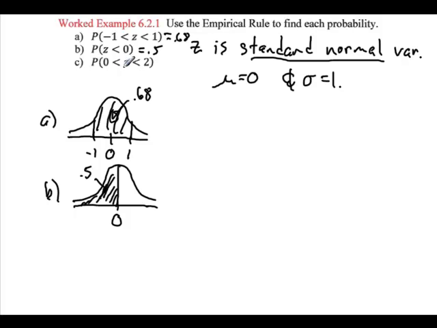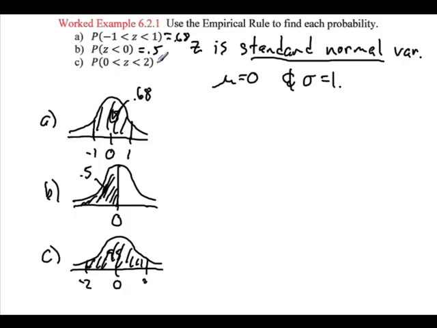C, the probability that z is between 0 and 2. According to our empirical rule, we draw our normal curve with the mean in the middle, which again for z is 0. And we know that between -2 and 2 altogether lies about 95% of the data.